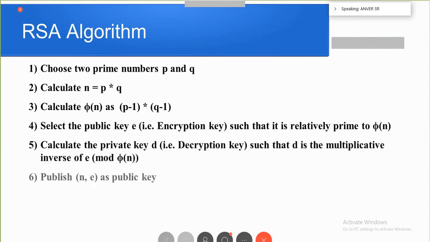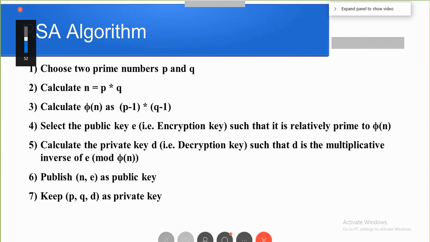So the RSA algorithm is, first step, we choose two prime numbers p and q and calculate n as p into q. Then calculate phi of n. Since n is equal to p into q, and both are prime numbers, phi of n is equal to phi of p into phi of q, that is (p minus 1) into (q minus 1). Since p and q are prime, phi of p is p minus 1 and phi of q is q minus 1. So calculate phi of n as (p minus 1) into (q minus 1).